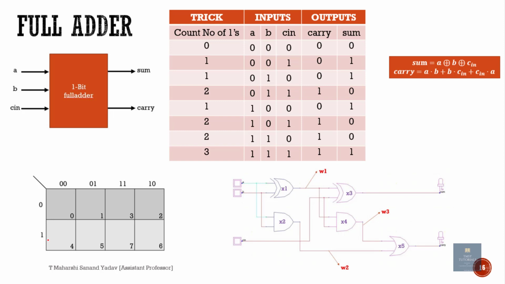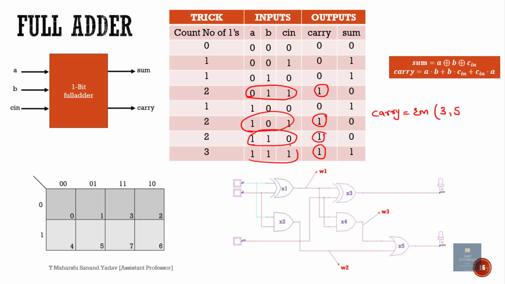the K-map of the outputs sum and carry. Let us write the minterms for carry and sum. For carry, sum of minterms. Consider the positions where it is 1. Check the equivalent of this one, which is 0, 1, 1, which is 3. Next 1, 0, 1 is 5. This is 6. This is 7.